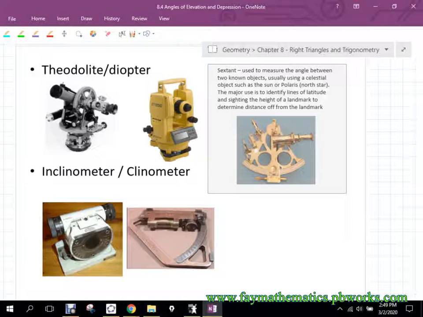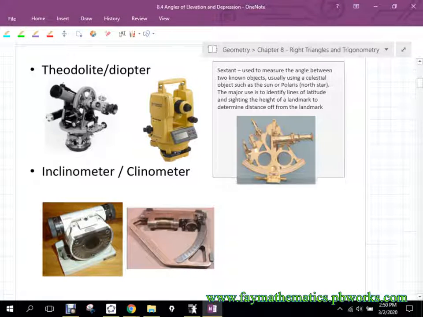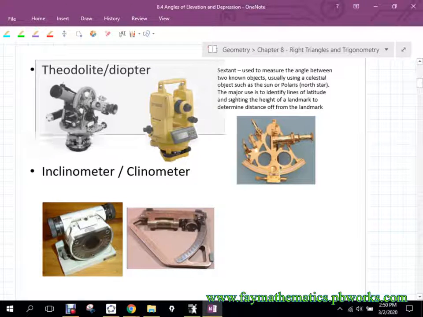This is called a sextant, which is what seafaring people like Christopher Columbus, those types of navigators, would use to make sure they know where they're at. Some of those people were not good at using these. If you know anything about Christopher Columbus, he did not show up where he thought he was at, right? This is a device that allows us to measure angles. There's a lot of stuff going on with it, but that's one of the early tools. These are what we call theodolites or diopters.